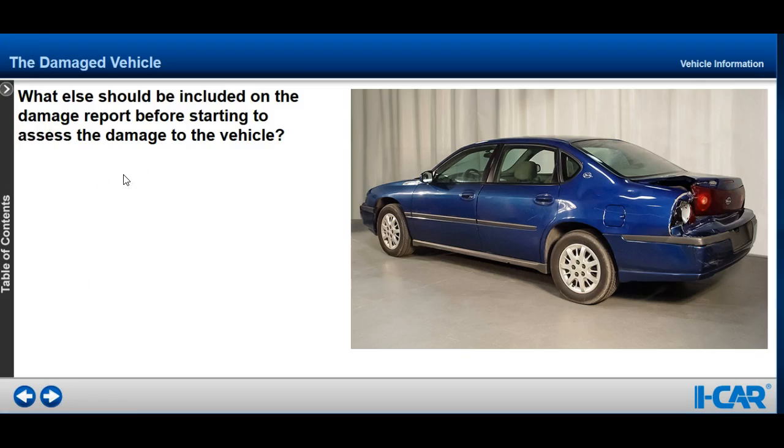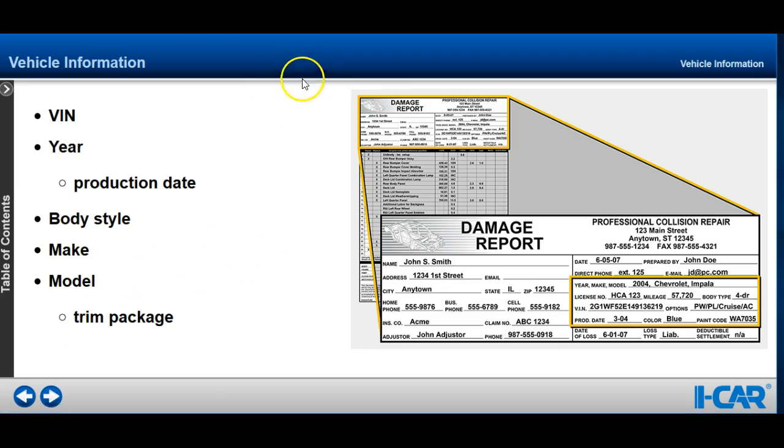What else do we need to know? We need to know all about the vehicle. So what are we talking about there? We need to know the VIN. That VIN is one of the most important things that we need to get off the vehicle, along with the mileage. It doesn't list it here, but that's something we want to get. So the VIN is going to tell us a lot of things. The year of the car, the production date, not just the year. Make sure you get the production date.